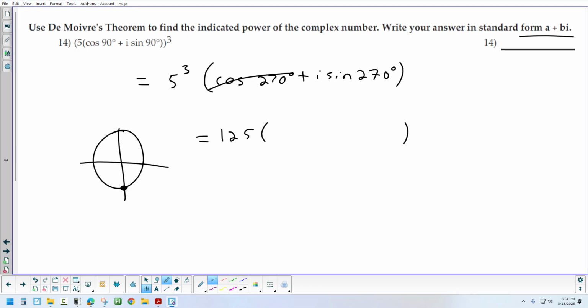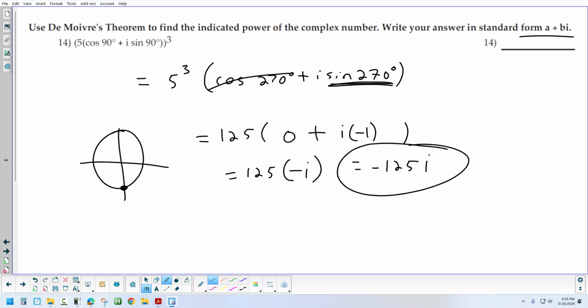What about the sine of 270? Negative 1. We've gone down 1 on the unit circle. So this part turns into negative 1. i times negative 1 is negative i plus 0. So 125 times negative i. We would write that as negative 125i. That's how you write your answer.